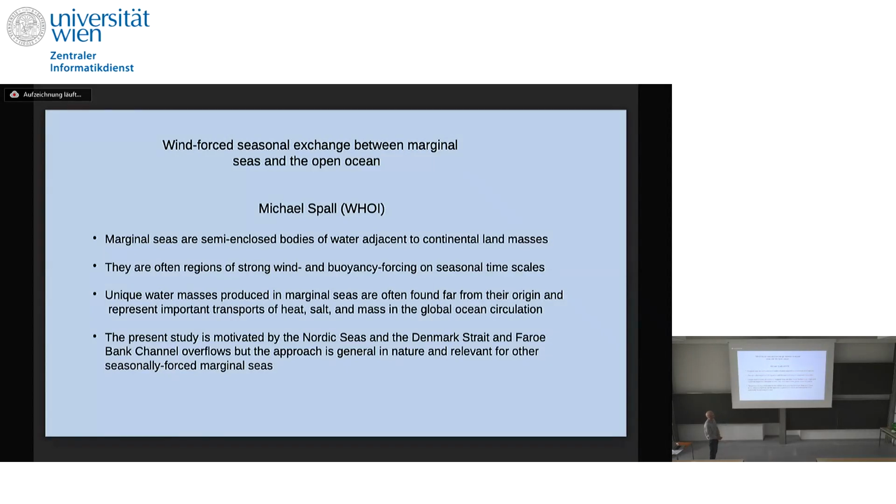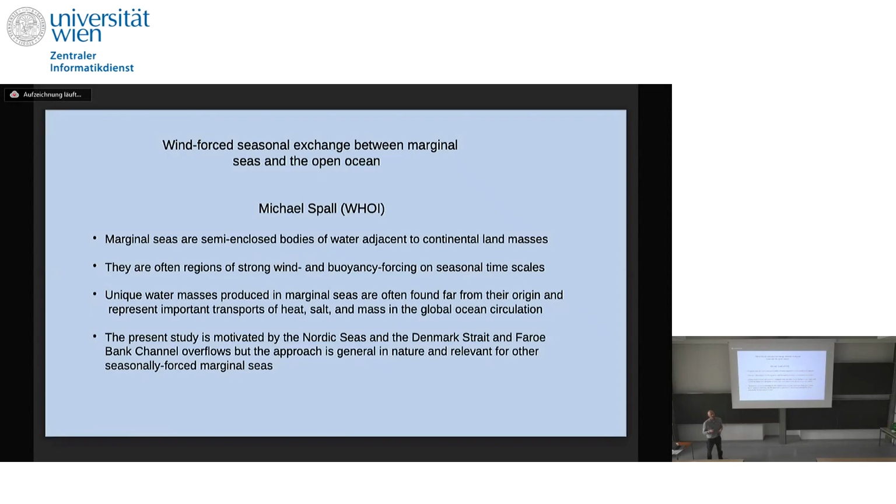Yeah, so I'm interested in wind-driven exchange between marginal seas and the open ocean. Marginal seas are semi-enclosed bodies of water adjacent to continental land masses. They might be semi-enclosed because there's a narrow strait, some topography, a shallow sill, or a series of islands like an archipelago, some kind of topographic barrier separating this semi-enclosed basin from, say, the Pacific Ocean or the Atlantic Ocean.